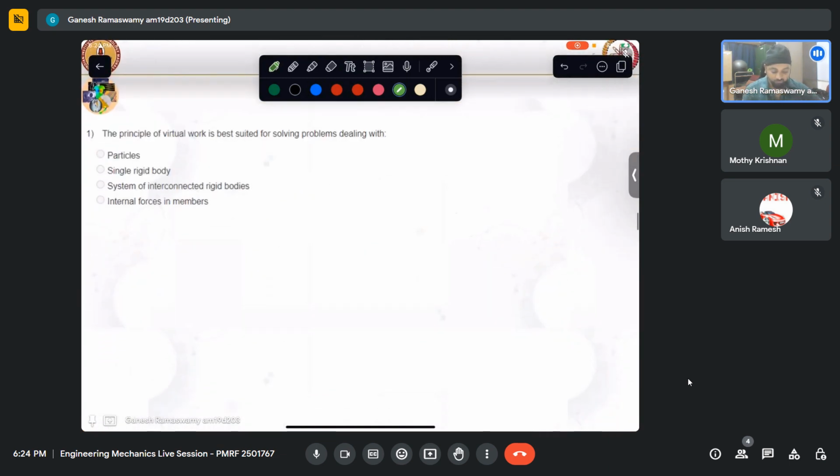Now let us look at this question. The principle of virtual work is best suited for solving problems dealing with which of the following? Particles, a single rigid body, system of interconnected rigid bodies, or internal forces in a member. Now it is surely not particles, because sigma F equal to 0, sigma F vector equaling 0 is the, yeah, right. It is exactly system of interconnected rigid bodies. I'll just explain why that is.